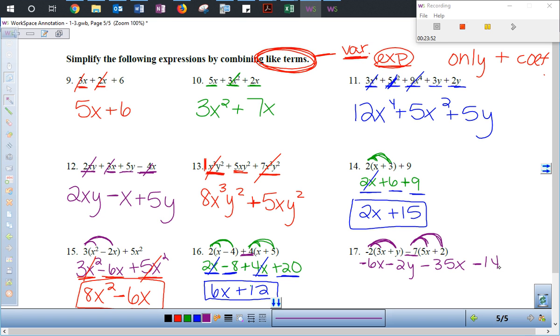Now, go ahead and pause the video and combine like terms. Hopefully you got a negative 6x minus 35x is a negative 41x. And then you can bring down the negative 2y and the minus 14. So we get negative 41x minus 2y minus 14.